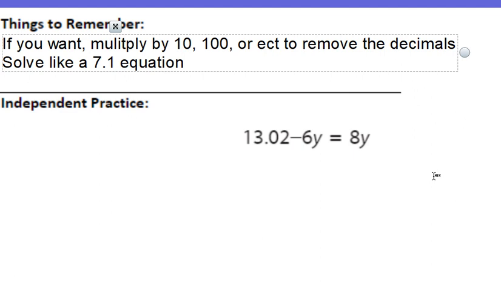All right, so here's your independent practice. Again, you can treat it like it is, just leave it as is, or you can multiply by either a 10, a 100, or so on. When I say so on, I mean 1,000, 10,000, any number I need to get rid of those decimals.